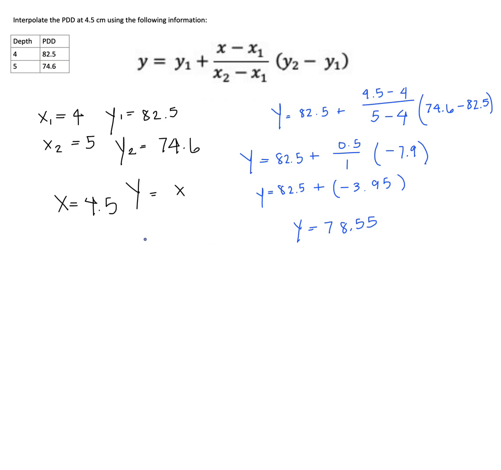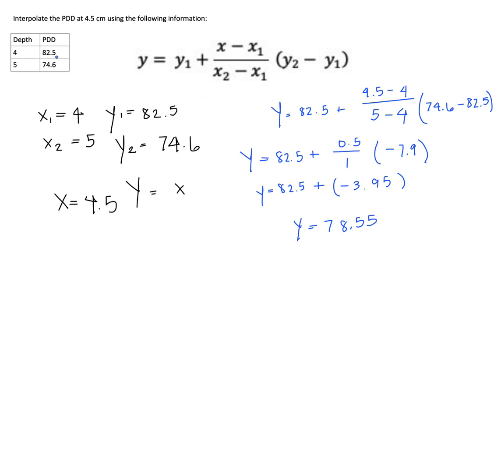So now with interpolation, we are looking for a number between these two numbers, 4 and 5. So our PDD should be between these two numbers as well. It should be no greater than 82.5 and no less than 74.6. And that checks out. Our answer is 78.55. So that is in between these two numbers. So this is how you interpolate.